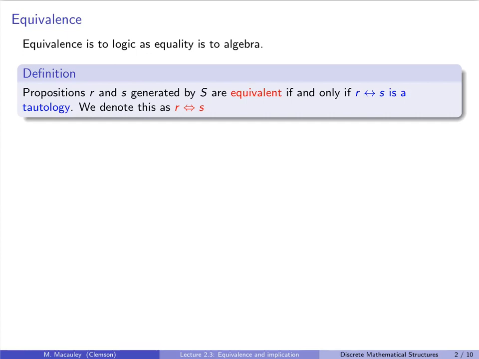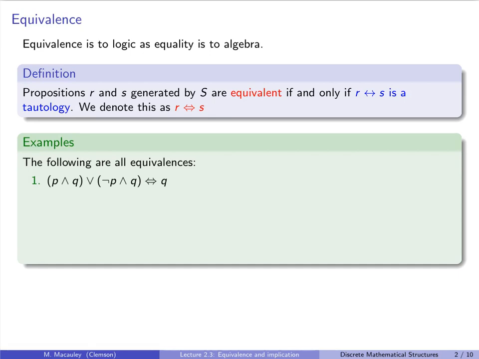Formally, propositions R and S generated by a set capital S are equivalent if and only if the biconditional operator applied to them is a tautology. We denote this using the biconditional operator but with a double arrow instead of just a single arrow. So we say R is equivalent to S. The following are all examples of equivalences.